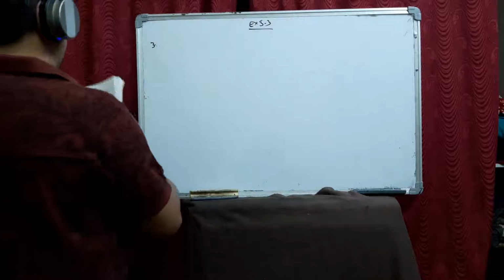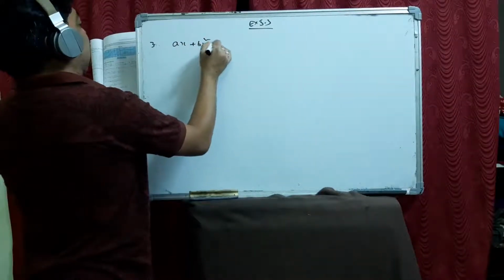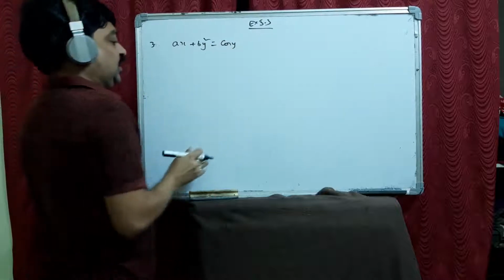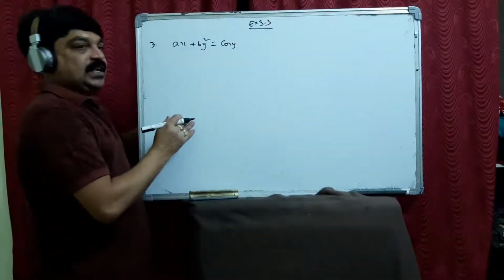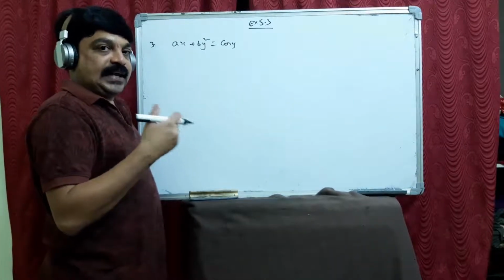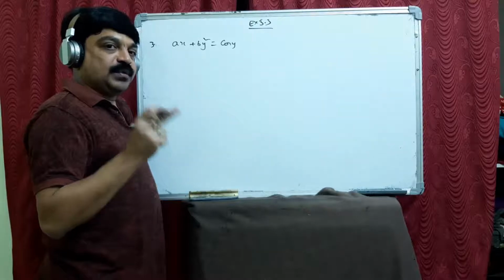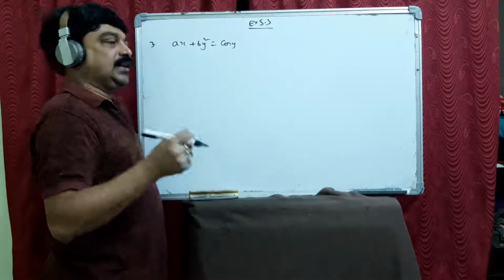See in the third question, what did they give? ax plus by square is equal to cos y. Now let us differentiate. Same case. Whenever we have y, we assume it as x and we take the chain rule. But don't treat it as a constant because we are supposed to take dy by dx.